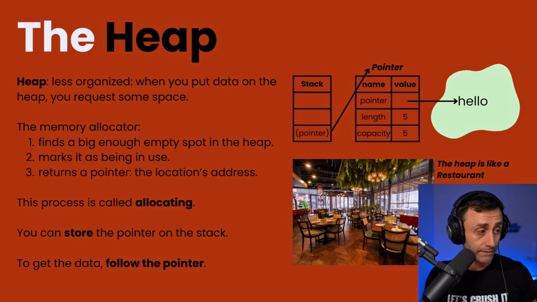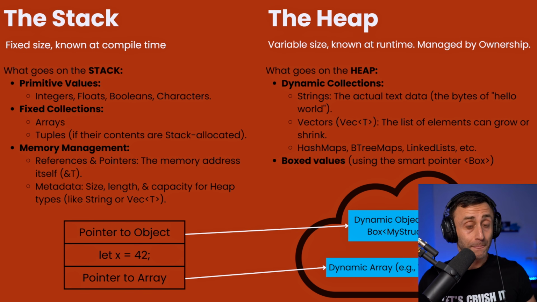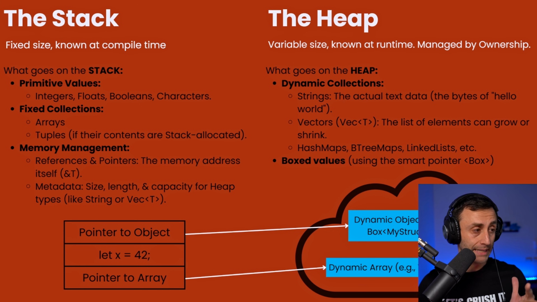All the slides are available. The stack and the heap. The stack is for data structures that have a fixed size and are known at compile time. What goes on the stack? What we saw a couple minutes ago: primitive types, integers, floats, booleans, characters.